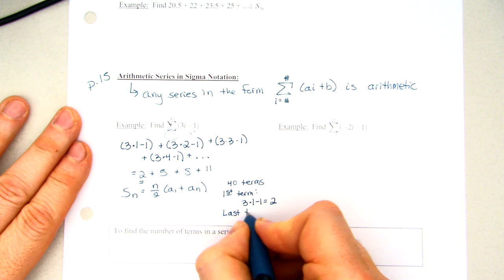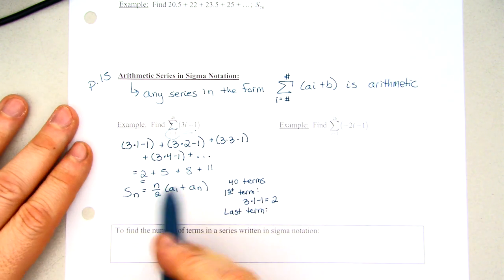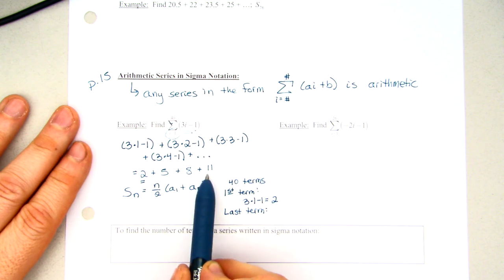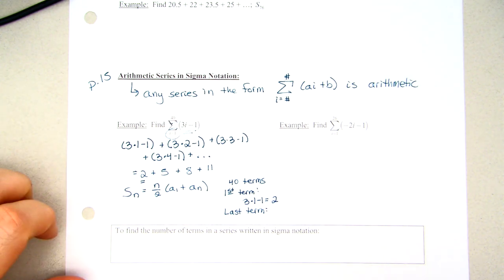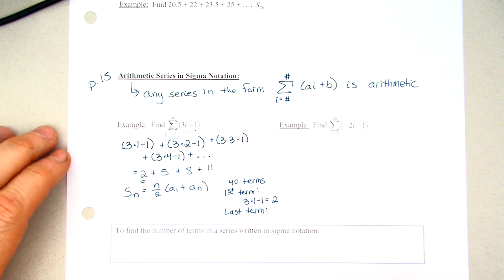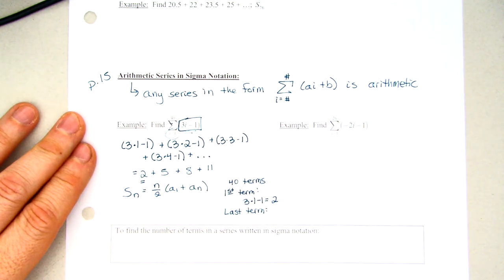The last term. There are two ways we can do it. The annoying way is I can look at this pattern. I can do what we did last time and use my arithmetic sequence formula to write a formula and then plug in and get my last term, but there's an easier way. I already have a formula for this sequence of numbers. My formula is 3i minus 1.